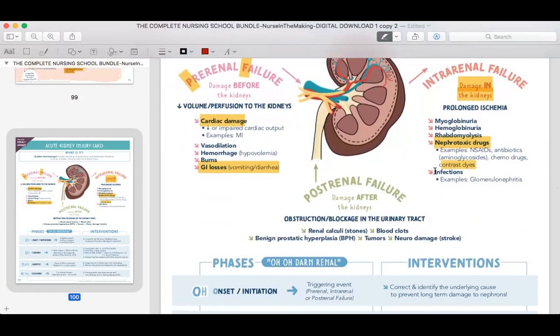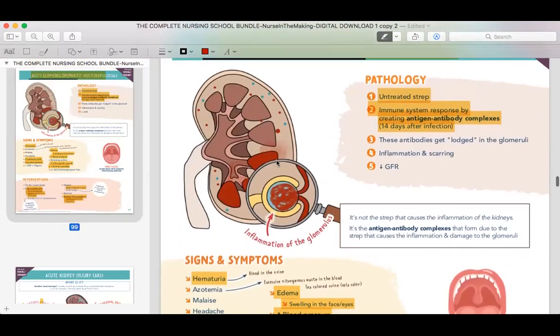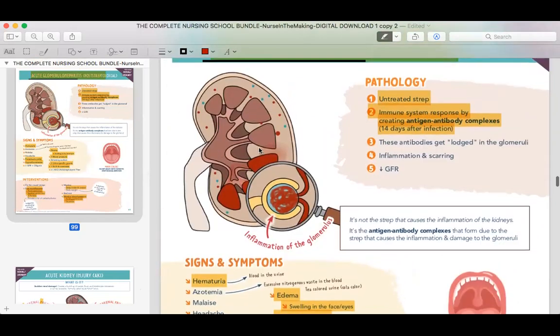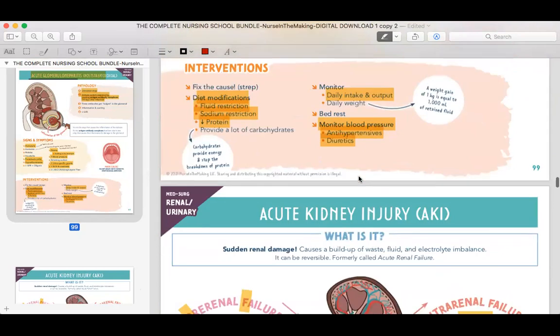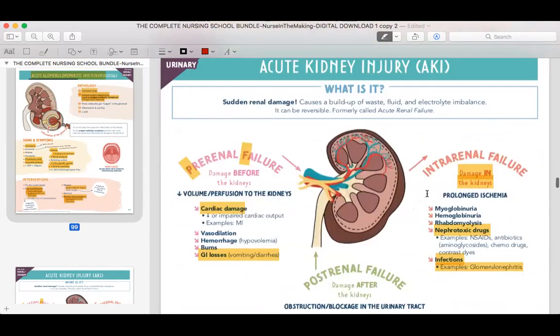Another one would be infection, like we said previously, glomerulonephritis, where an untreated strep infection goes through the systemic blood flow, reaches the kidneys, and you have a strep infection. So yeah.